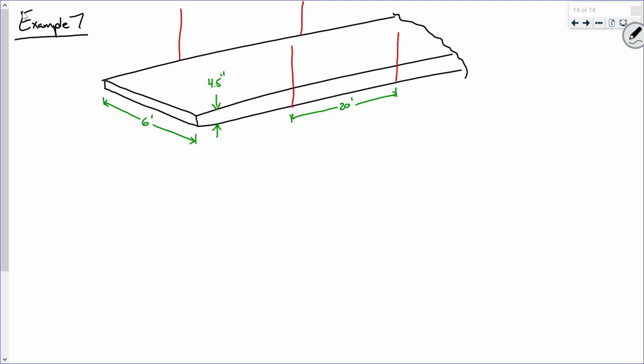Now, what I want to do is look at this in plan view. So let's see, what do we got? We've got sort of that.